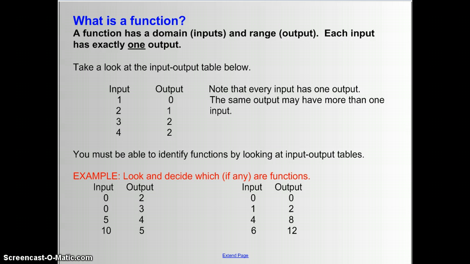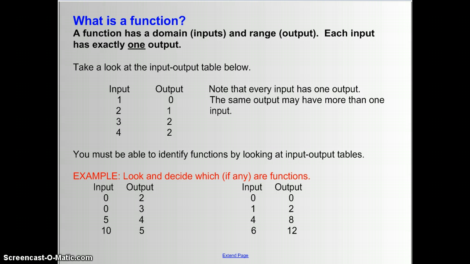We're going to take a look at the input-output table below. You see the list of inputs 1 through 4, and then the outputs that correspond: 0, 1, 2, 2. You see that every input has just one output. The same output may have more than one input, but as long as one input to one output works, then it's a function. You have to be able to identify functions by looking at input-output tables and saying, yes, it is a function, or no, it is not.